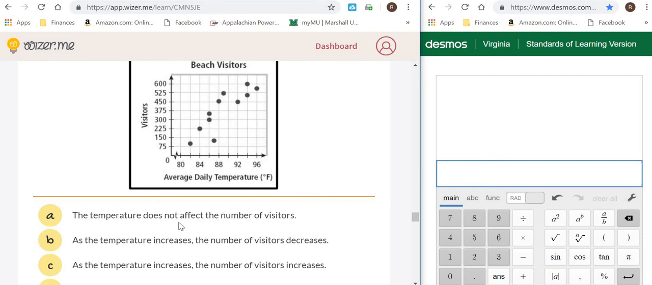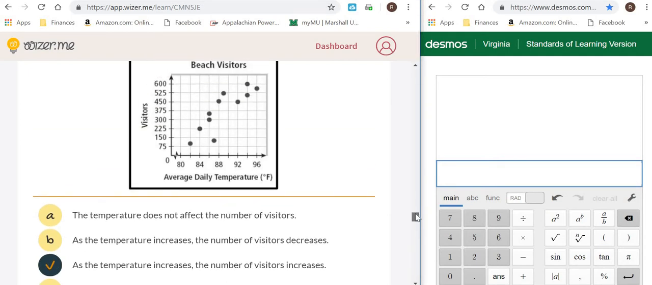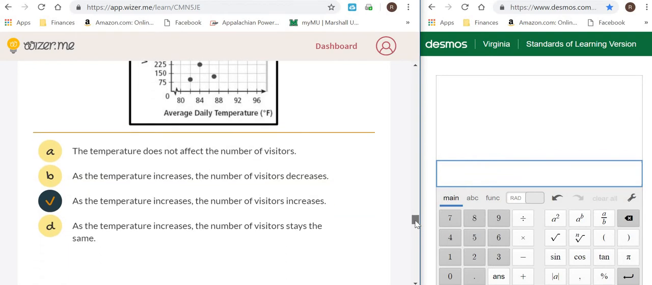So this says the temperature does not affect the number of visitors. That is not true. As the temperature goes up, the visitors go up. This says as the temperature increases, the number of visitors decrease. That is completely opposite of the truth. As the temperature increases, the number of visitors increase. That is true. As the temperature increases, the number of visitors stays the same. So nope, that's not happening. So we see it right there. As the temperature increases, the number of visitors increase.